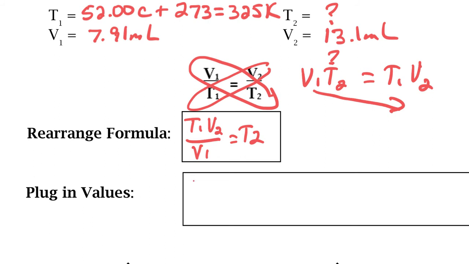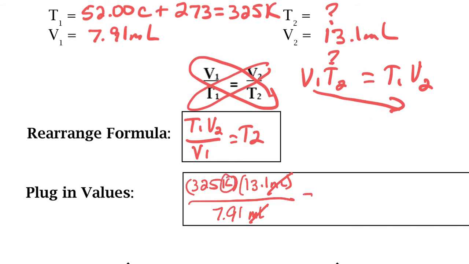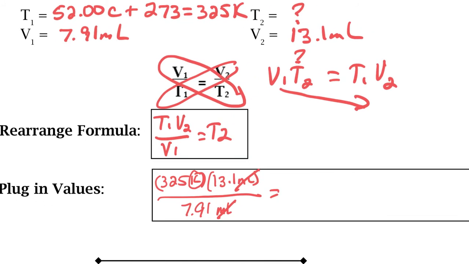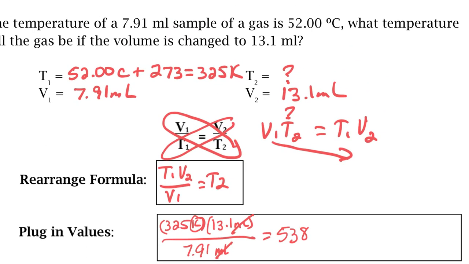So T1 was 325 K. V2 was 13.1 milliliters. Underneath that, I've got V1, which was 7.91 milliliters. My units are canceling out. The milliliters are canceling out. What's the unit for my answer? Okay, K, it's the only one that's left. So what did you guys get when you put it in the calculator? 538. Now I'm going to double check to make sure that I've got the right number of significant figures.